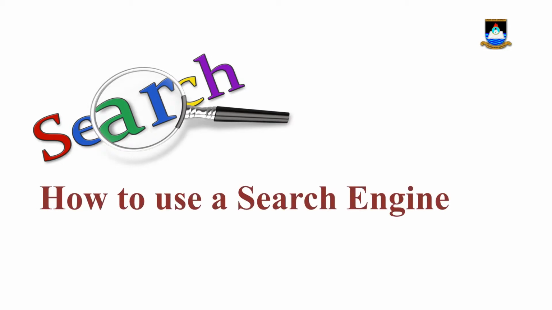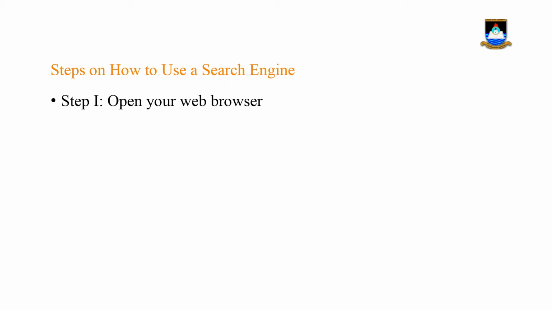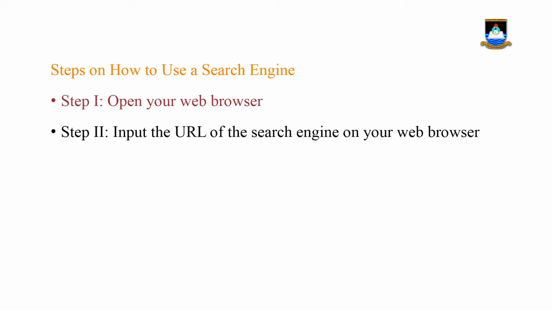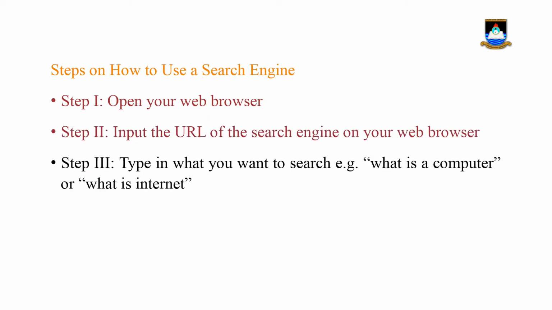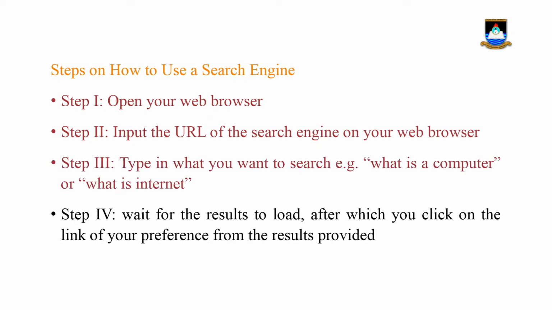How to use a search engine. Steps on how to use a search engine. Step 1. Open your web browser. Step 2. Input the URL of the search engine on your web browser. Step 3. Type in what you want to search. Example, what is a computer or what is internet? Step 4. Wait for the results to load, after which you click on the link of your preference.